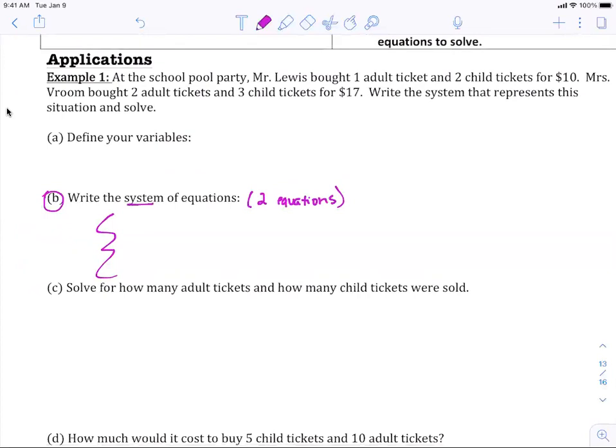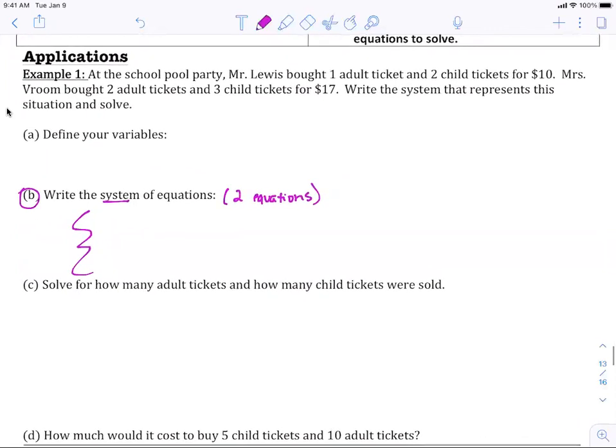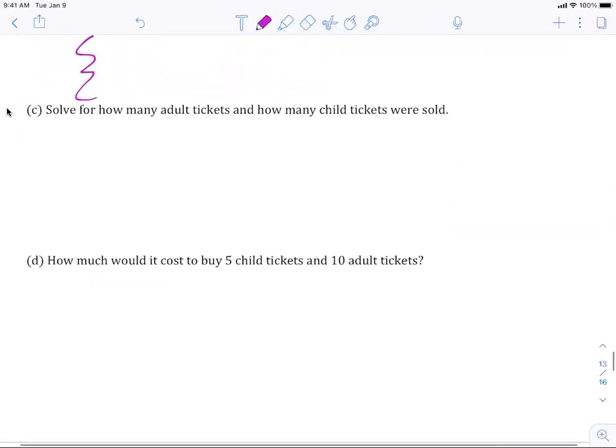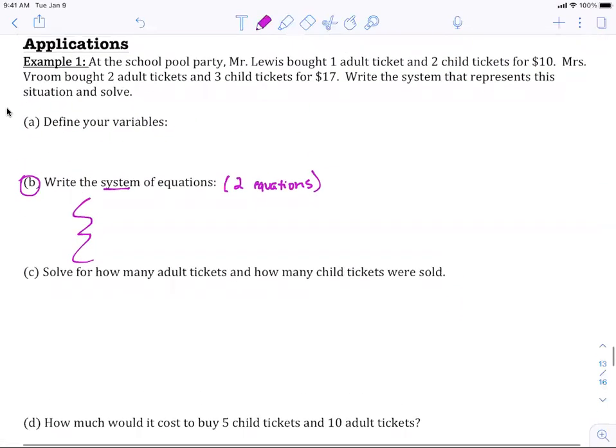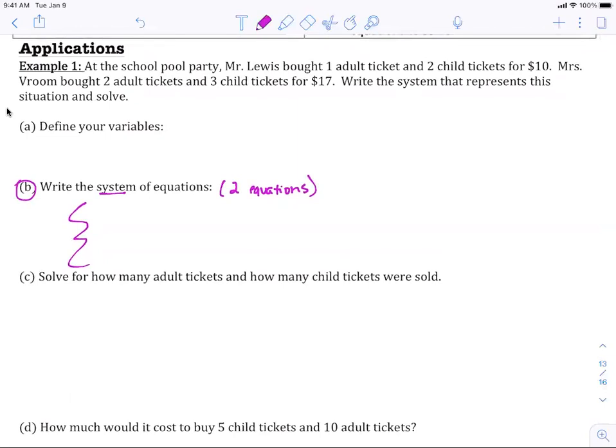So let's start off with the first type of word problem that I could throw at you. If we read this, it says, at the school pool party, Mr. Lewis bought 1 adult ticket and 2 child's tickets for $10. Mrs. Vroom bought 2 adult tickets and 3 child tickets for $17. Write the system that represents this and solve. Now, if we look through the problem that we're solving, pretty typically, most equations that we write are going to follow a similar setup.